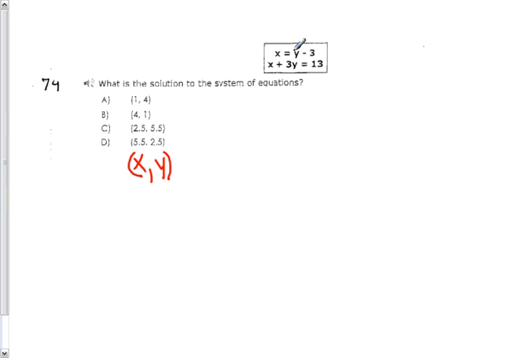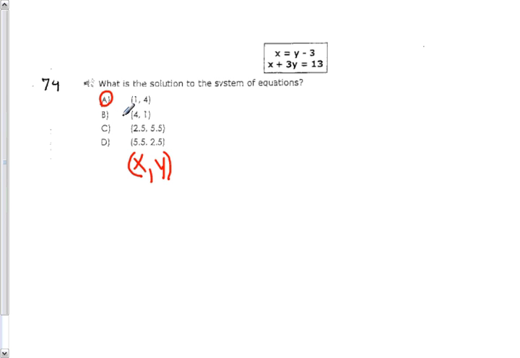I plug in 1 for x, so 1 equals y would be 4 minus 3. So 4 minus 3 is 1, so 1 equals 1. That is true. And so then I would look and plug that into the next equation. So I plug in 1 for x, so I'd have 1 plus 3 times 4. 4 is y. So 3 times 4 is 12, plus 1 is 13. And so it works for both equations. So if it works for both equations, then it has to be the solution to the system of equations.